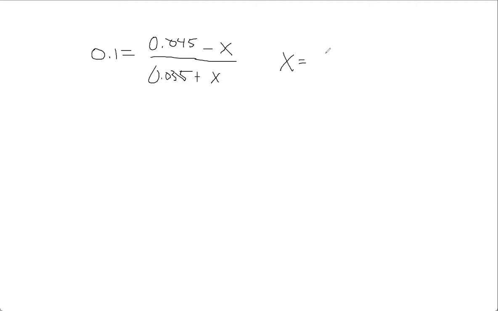And when you solve for X, you should get 0.0441, and that's moles of HCl. That's how much we're going to add if we're going to get to the edge of our buffering capacity. Remember, tenfold each way is the edge of our buffering capacity.